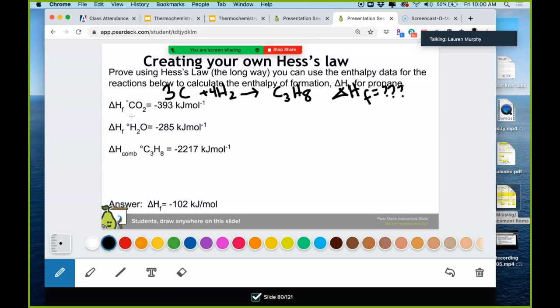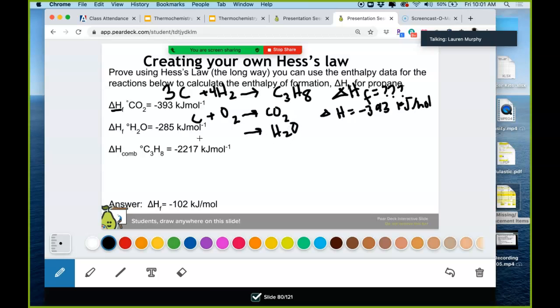So you go, okay, this is this value, but I need to write a formation equation for it. So what's the formation of carbon dioxide? Well, you're forming carbon dioxide from its elements, which are carbon and oxygen, right? And this delta H is negative 393 kilojoules per mole. So this is my formation equation, and this is the heat, or enthalpy, associated with it. And then this is the delta HF of water. So this is the energy associated with forming water.